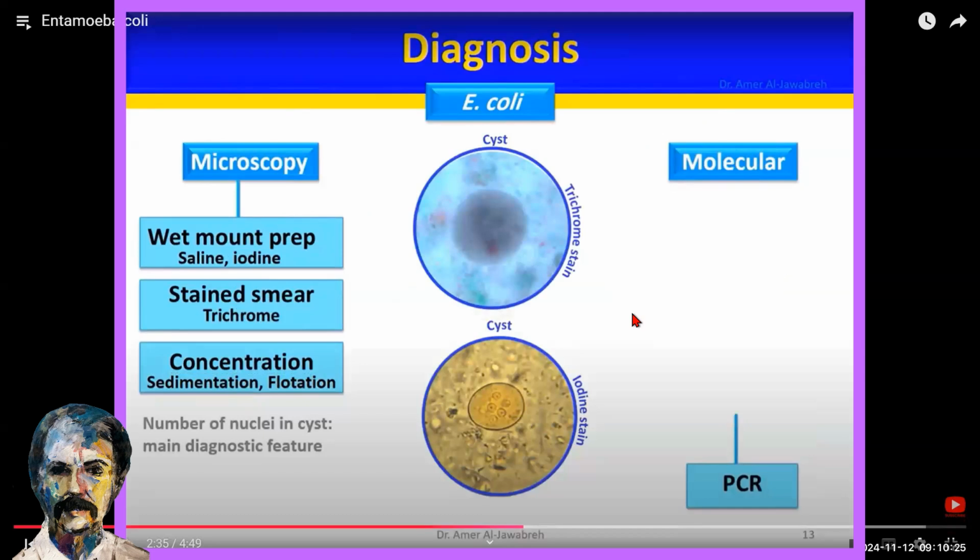Diagnosis, again, go to the histolytica lecture, and everything is explained in detail. Quickly, we have wet mount, saline and iodine, trichrome stain, and sedimentation and flotation. Number of nuclei is the most important. Here, how many do we have? 1, 2, 3, 4, 5. And it's oval and it's big. Here, 1, 2, 3, 4, 5, 6. This is trichrome stain, this is iodine.